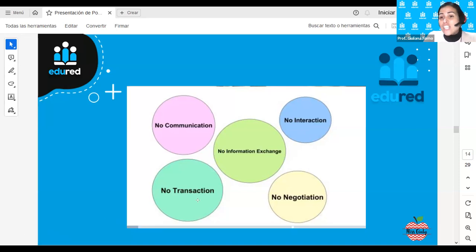No transactions. We can't buy things in English. We can't get change in English. We can't buy tickets in English. When we go to the airport, we speak Spanish. No negotiation again. So we don't have a lot of opportunities outside of our school or outside of our environment to speak in English, unless we are in our English class. And we have, what, 6 hours, 8 hours, 10 hours top of English a week.